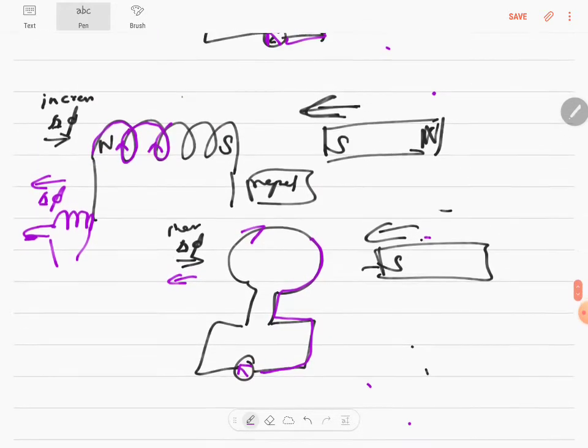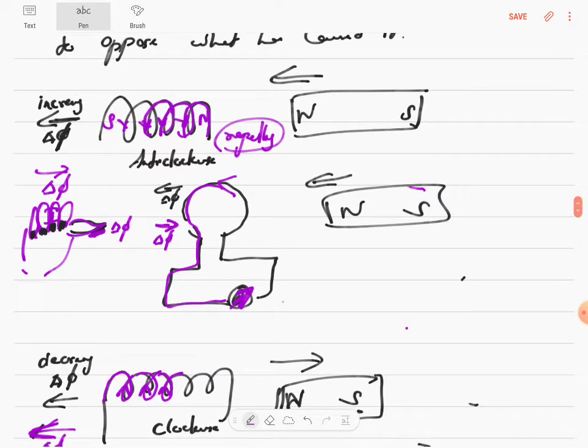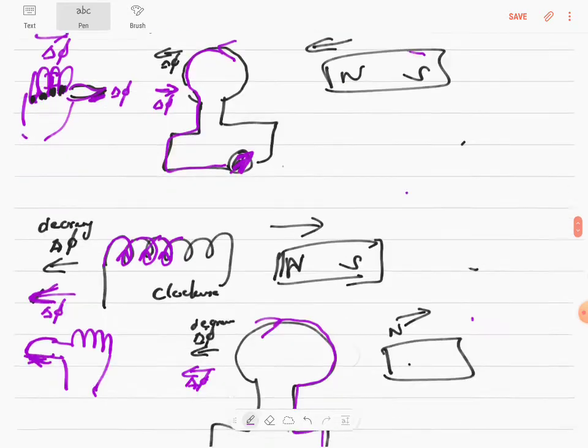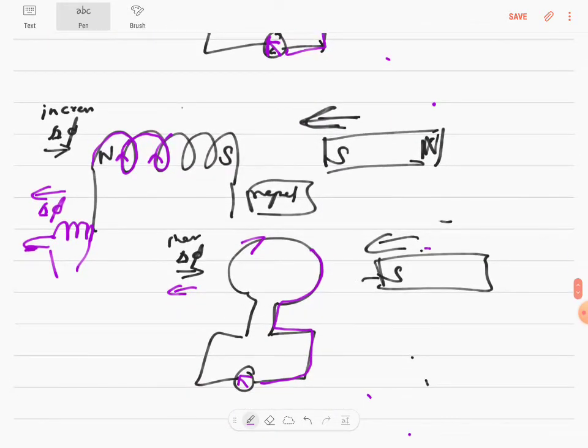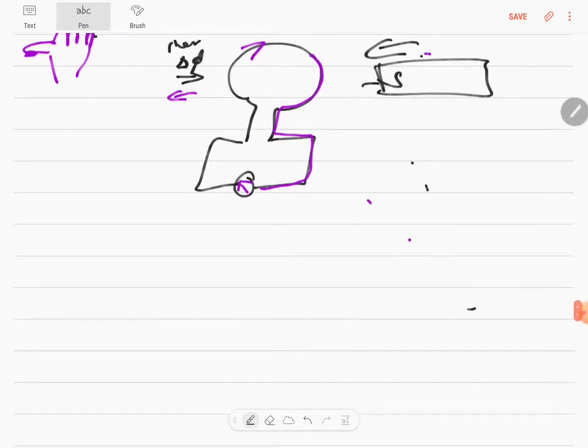So it's quite opposite to what happens when a north pole is moved towards. When the north pole is moved towards, it was anti-clockwise direction. When the south pole is moved towards, it's in clockwise direction. It's very, very simple. But don't memorize it, try to understand what's happening.